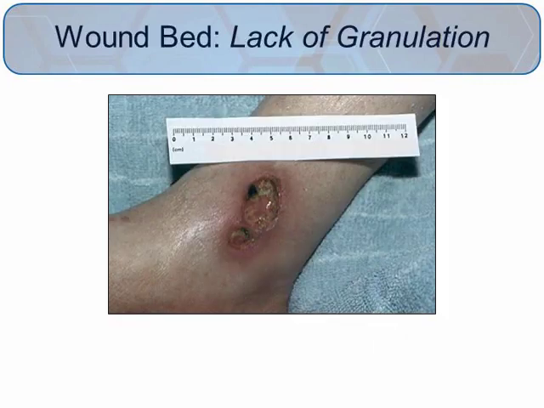Now, there's also lack of granulation, as in this patient that has an arterial ulcer where, yeah, there's some eschar, some slough, some necrotic tissue, but you also see that pale pink tissue. That is not granulation tissue. That's just pale pink tissue.